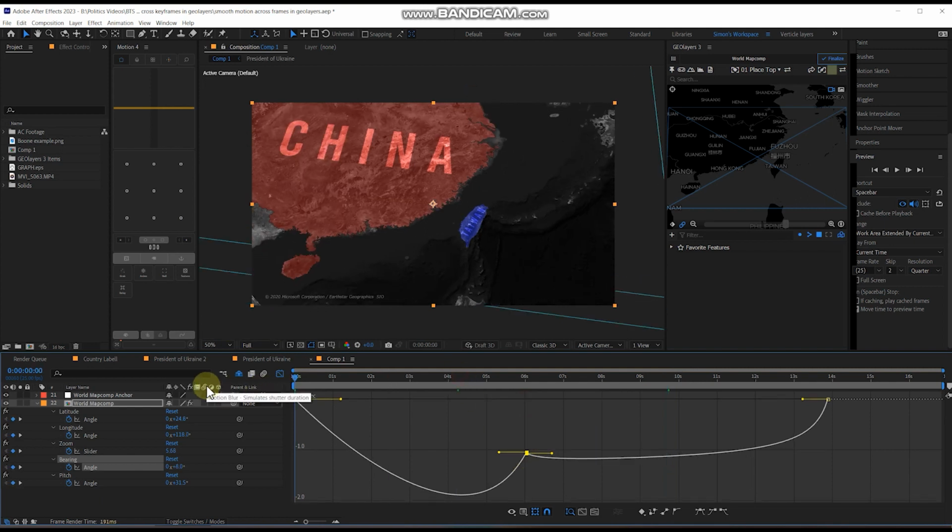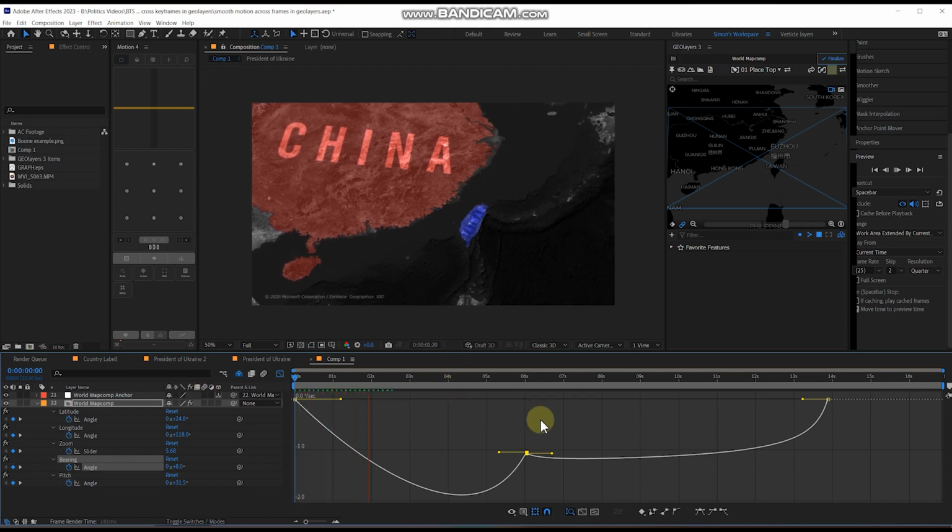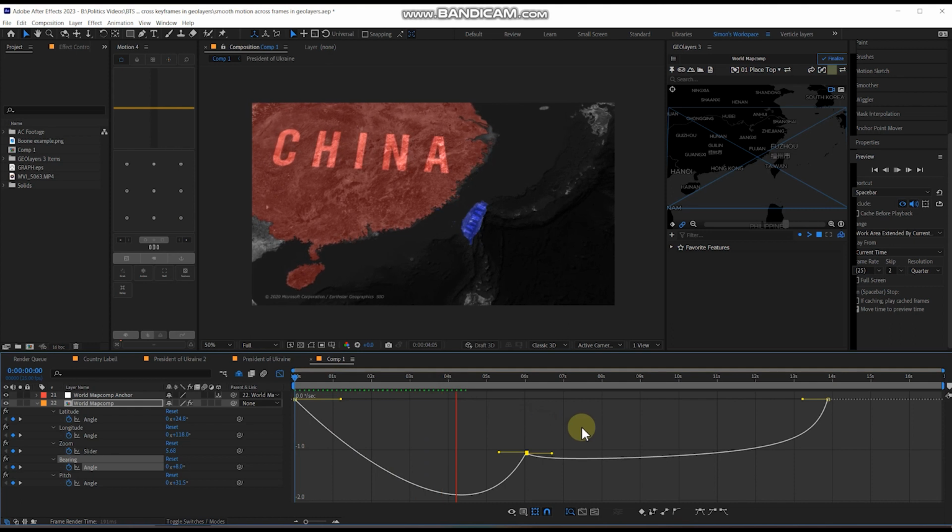And this means that the speed of the rotation never hits zero. So if you watch it now, it looks much smoother.